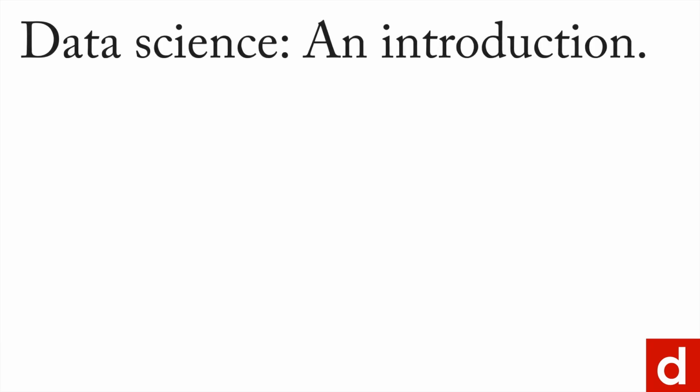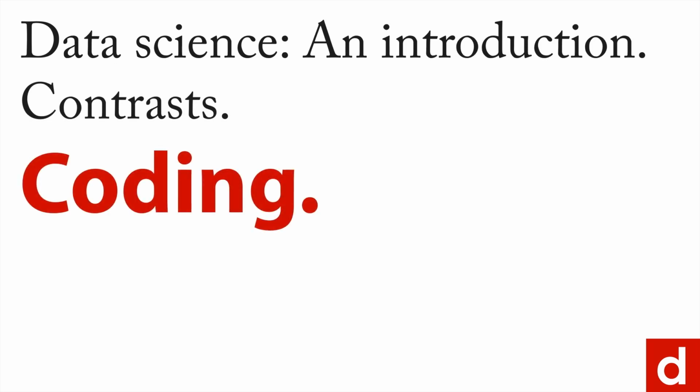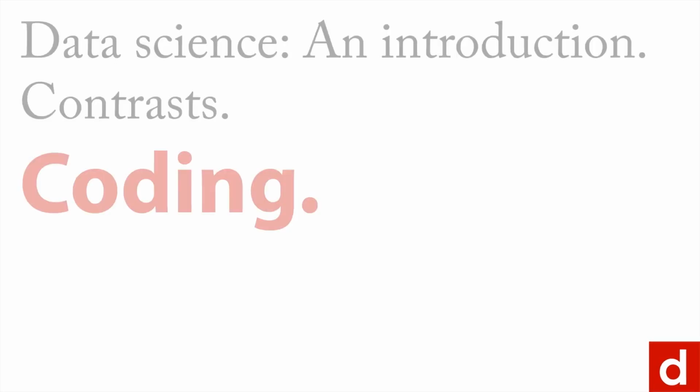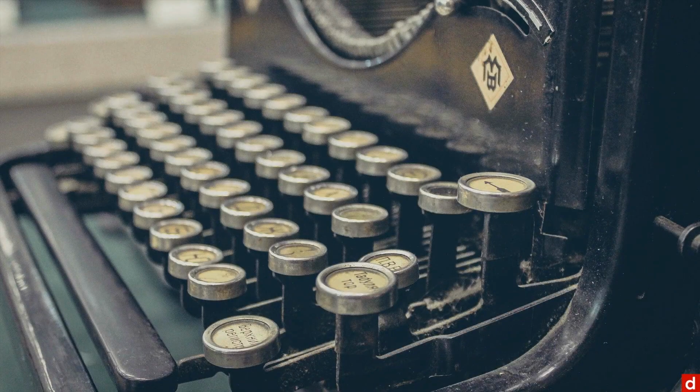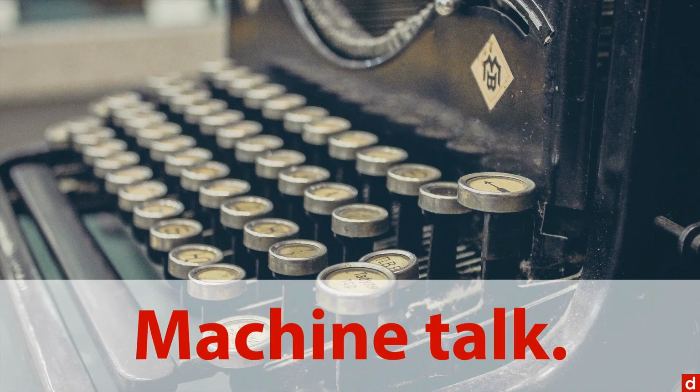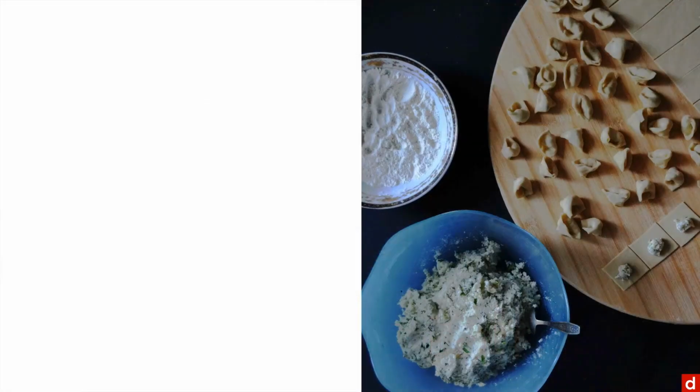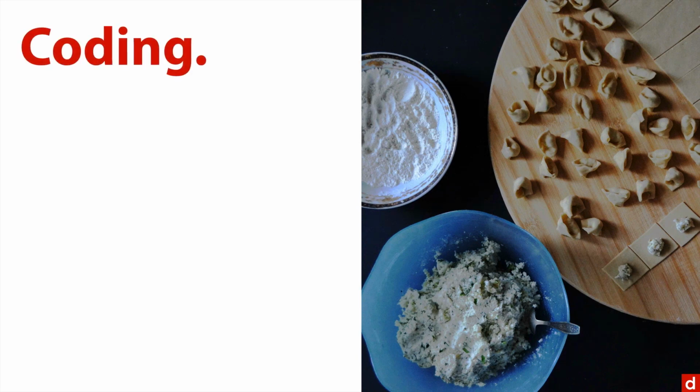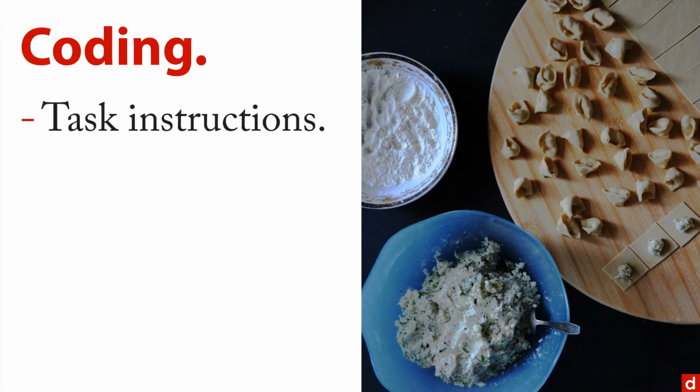Another important contrast you can make in trying to understand data science is to compare it with coding or computer programming. Now, this is where you're trying to work with a machine and you're trying to talk to that machine to get it to do things. In one sense, you can think of coding as just giving task instructions how to do something, and it's a lot like a recipe when you're cooking.